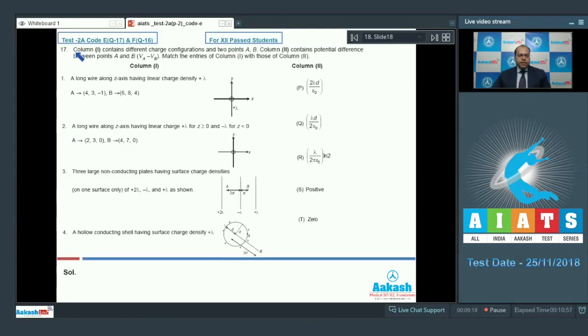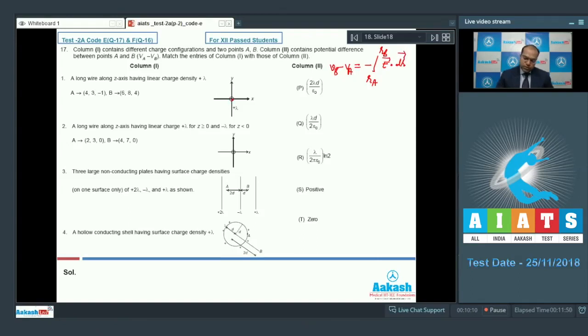In question number 17, column 1 contains different charge configurations and 2 points A and B. Column 2 contains the potential difference between points A and B, that is VA minus VB. Match the entries of column 1 with those of column 2. The first entry is a long wire along the z-axis having linear charge density plus lambda, and the points are this. Now I have to calculate the potential difference between A and B. So we know that VB minus VA is equal to minus the integral from RA to RB of E dot dr.